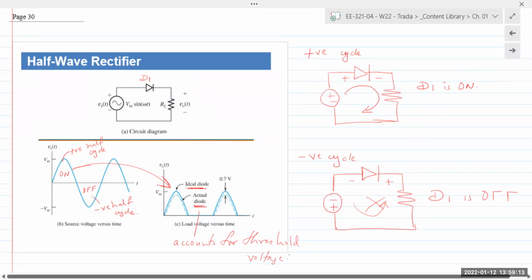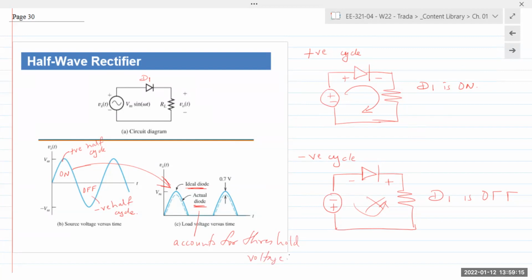If you connect the diode in the other side of the circuit, the negative half cycles of the waveform will be rectified. You'd still get the exact same waveform at the output, but now the positive half cycle, the diode's off, and the negative half cycle, the diode will be on.